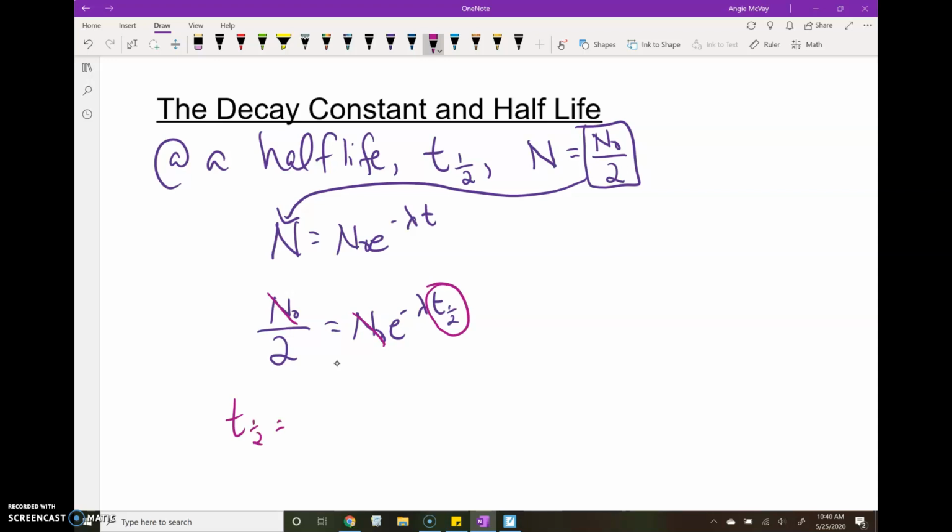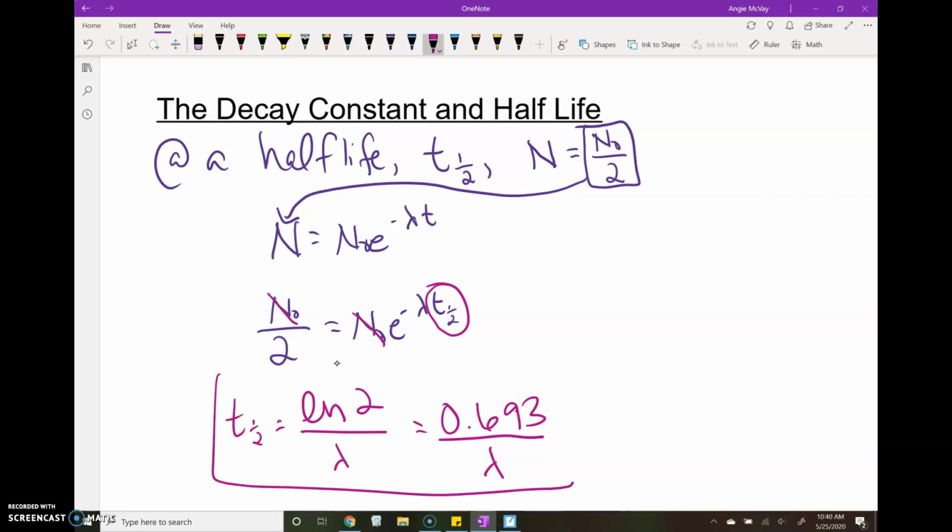half-life is equal to the natural log of 2 over lambda, which is 0.693 over that decay constant. Okay, so if you're asked to solve for half-life, all you really need is the decay constant if you've got this relationship here. But where it comes from is it comes from this base equation.